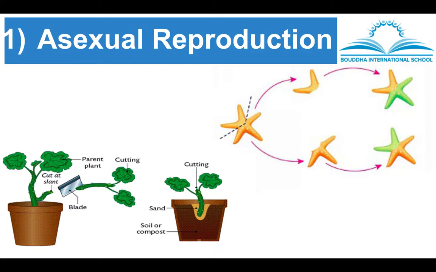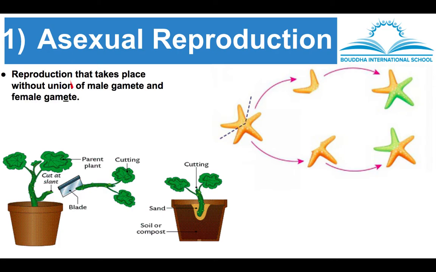Now let's define asexual reproduction. Here the A means without sex. Asexual means without union of male and female gamete. If reproduction takes place without the union of male and female gamete, it is called asexual reproduction.